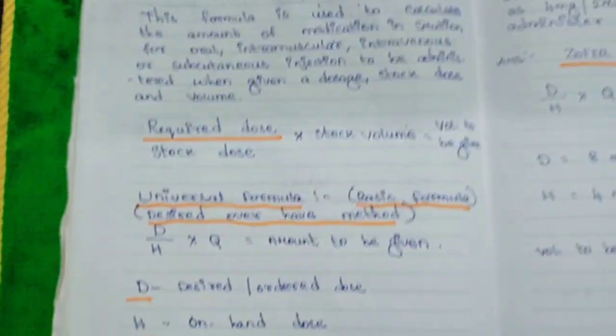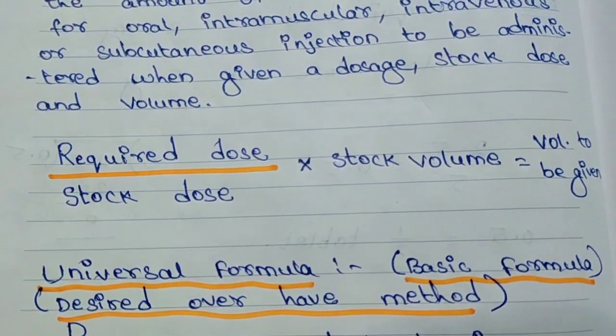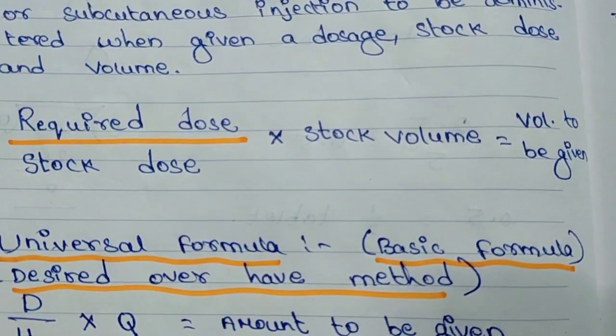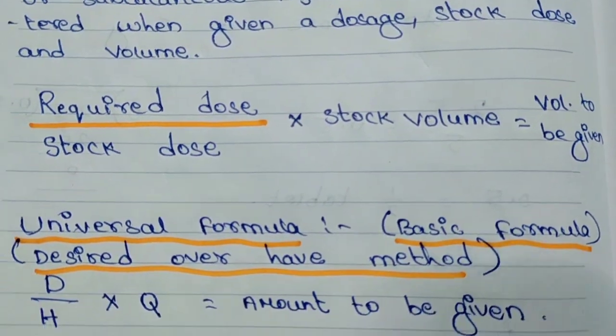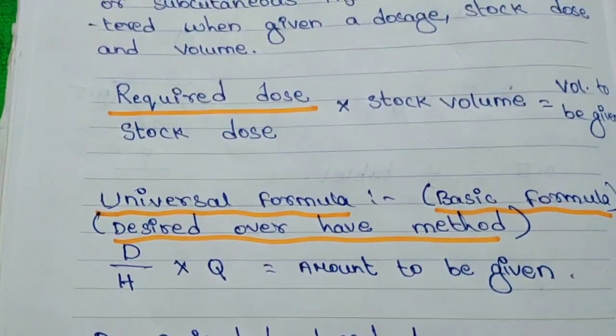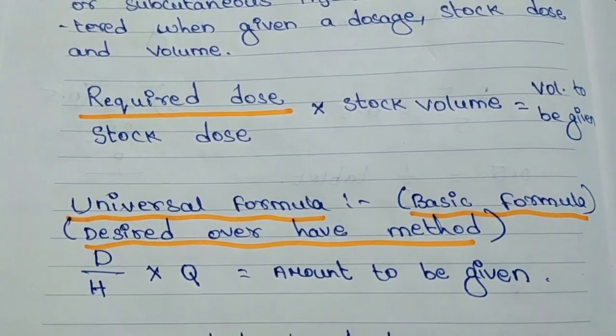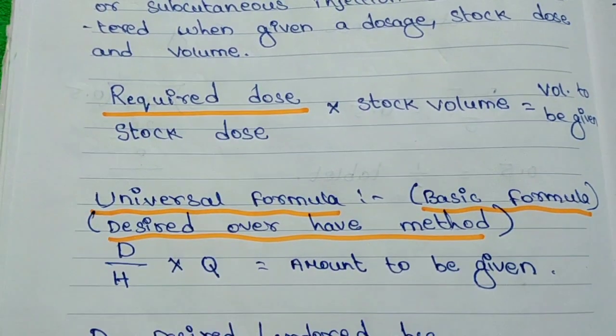Let us see. The formula is very simple. Required dose by stock dose into stock volume is equal to the volume to be given. This is called the universal formula or the basic formula. There are different methods to do the drug calculation, and this is the desired over have method.